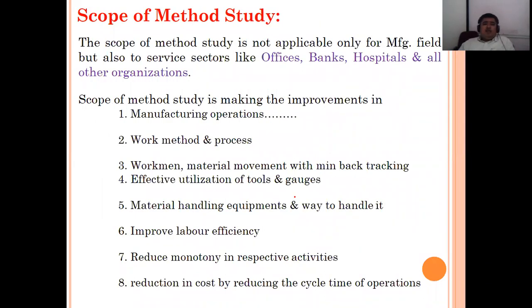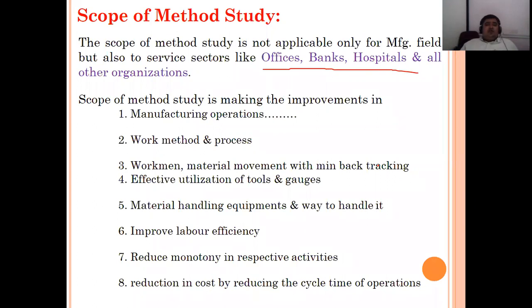Then the scope of the method study. By doing this method study, what happens, or where can this method study be done? Somebody may think that it is only done in the workshop or shop floor, where such machines are there. No, you cannot limit the scope of the method study only to the workshop. But here it is written: the scope of the method study is not applicable only to the manufacturing field, but also to service sectors like offices, banks, hospitals, and all other organizations.